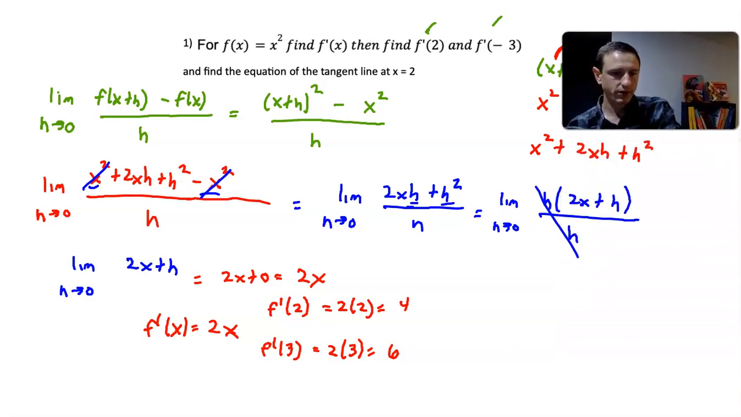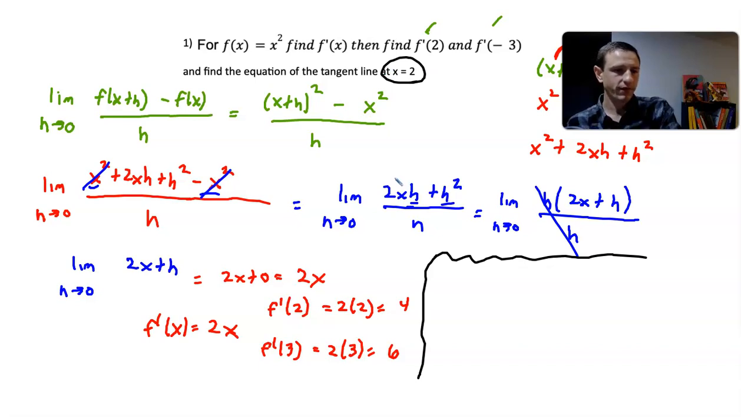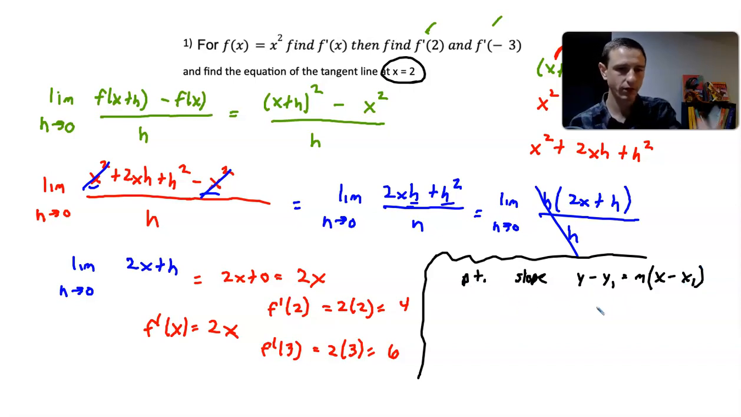Okay, and then the last part to this problem is find an equation of the tangent line. Find the equation of the tangent line at a specific point of x equal to 2. So we want to find an equation of the tangent line. So we're going to need to use point slope. Point slope, in case you don't have that ready to go in your back pocket, y minus y1 equals the slope times x minus x1. Point slope. Y minus y1 equals the slope times x minus x1. All right, so let's go through what we have.